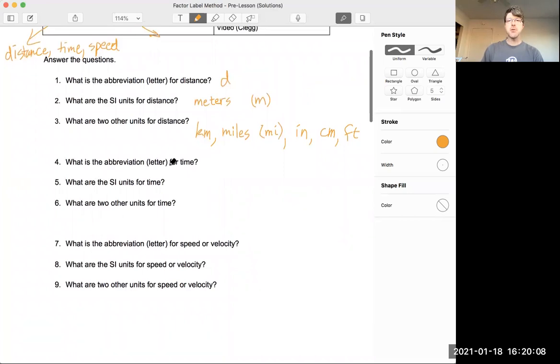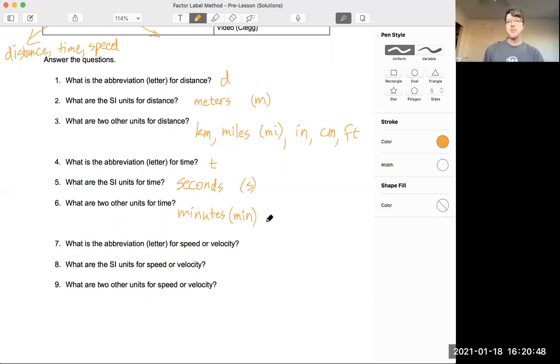All right, so what is the abbreviation for time? Time, again, that's a quantity, time t. What are the SI units for time? Seconds. Seconds is abbreviated s. What are some other units for time? Minutes. Abbreviated min. And I really want to point out here, meters is m, miles is mi, and minutes is min. So try not to get those mixed up with each other.